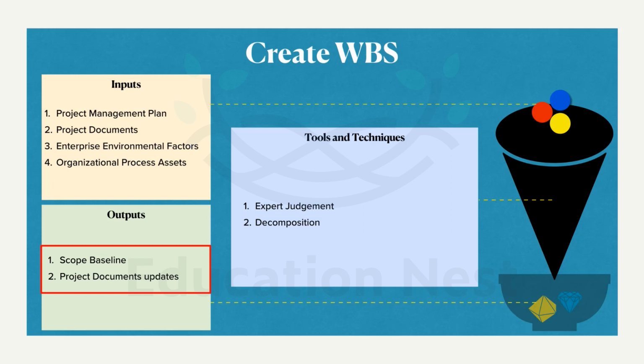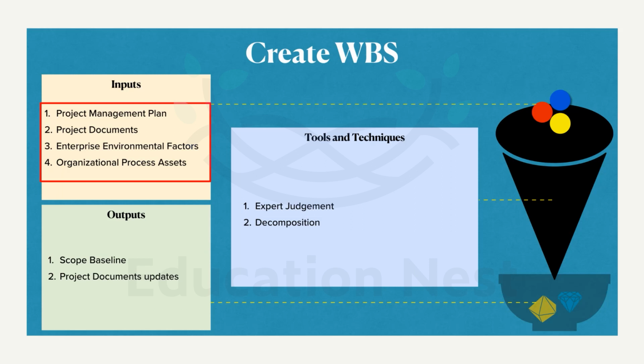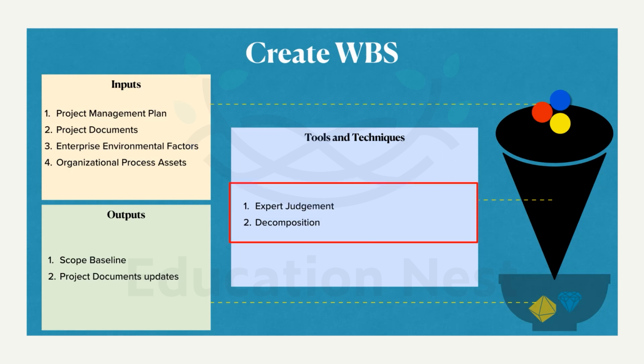Okay, moving on to the inputs. What do we have for inputs? I think all these inputs are already known. We have the project management plan, of course, project documents, and again, the repeated enterprise environmental factors and organizational process assets. So I think by now you are already aware of how important input number 3 and input number 4 are. Moving on to the tools. Again, we have expert judgment and decomposition.